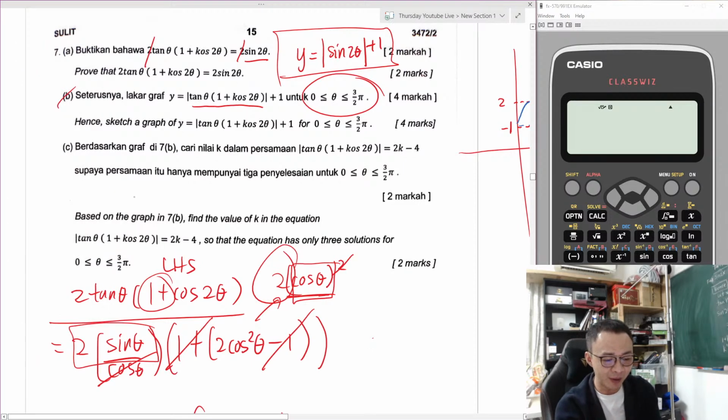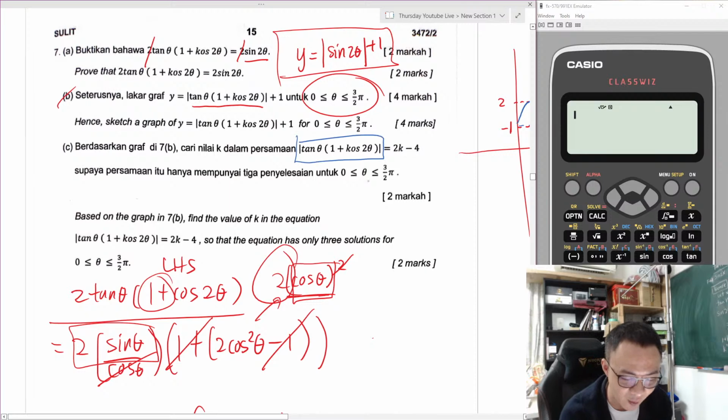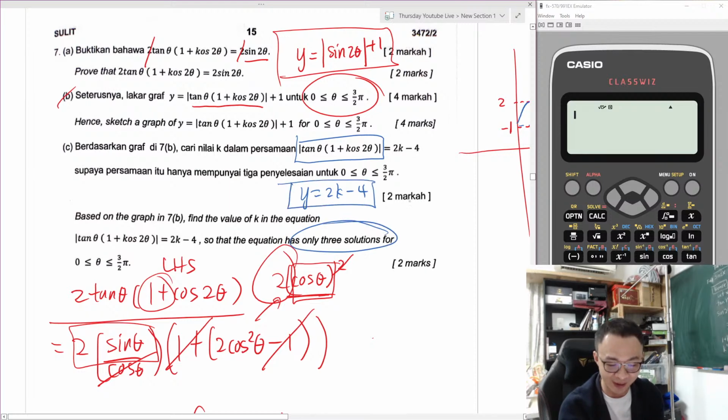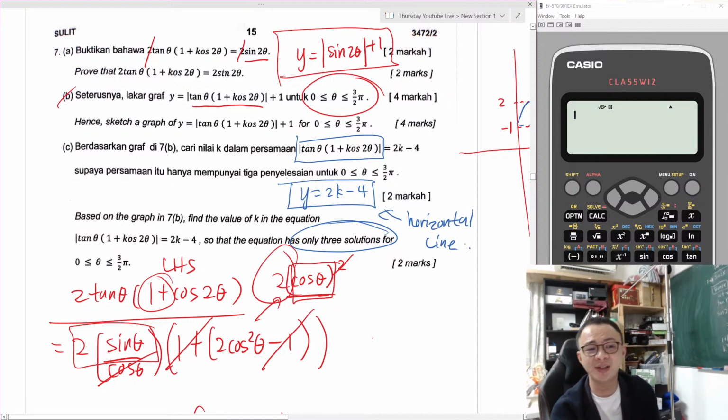Alright, so what we want to do right now is, do you realize this equation is basically y? They say y equals 2k minus 4 will have only 3 solutions. You should know this one is a horizontal line. Why do I know this is a horizontal line? Because this equation itself doesn't have x in it. So 2k minus 4 is a constant, so it will be a horizontal line. A horizontal line basically means that the line is parallel to the x-axis.